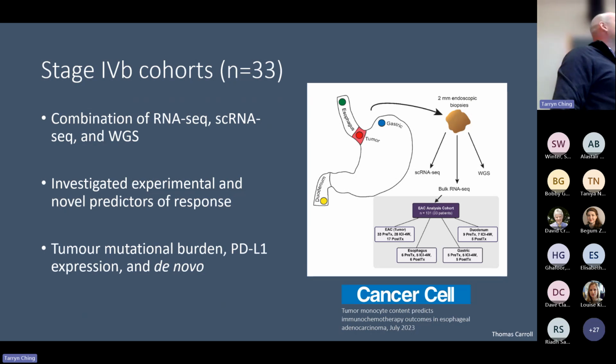The way we really sampled from these was endoscopically, and we took biopsies from normal sites as well as the tumor. We took quite a few biopsies and then split them up for each of those assays.